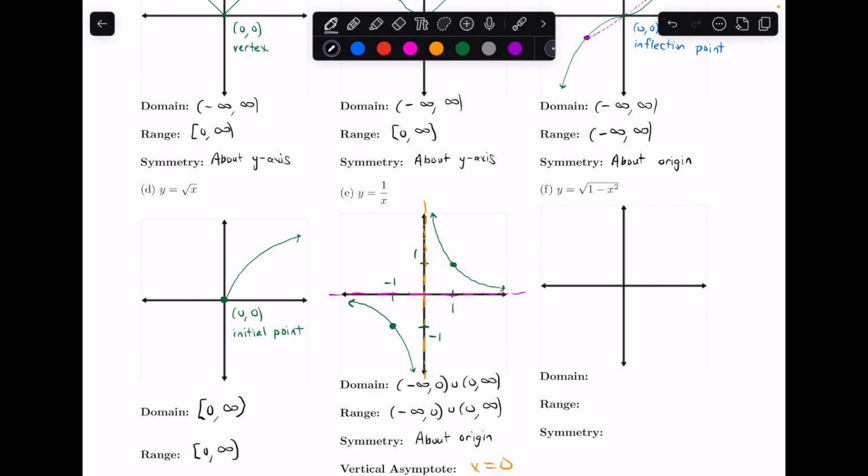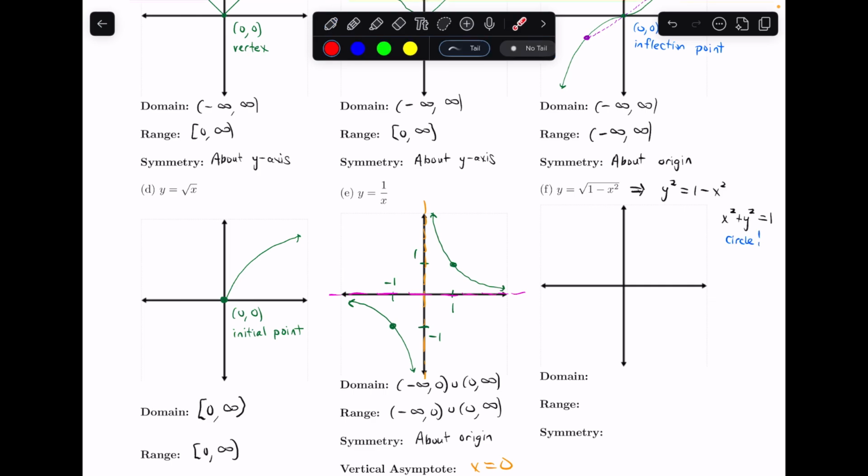I'm going to first square both sides to get rid of the root. That'll give me y squared equals 1 minus x squared. And now let me add x squared over this side. So that gives me x squared plus y squared equals 1. And this is the formula of something I've seen before. This is a circle.